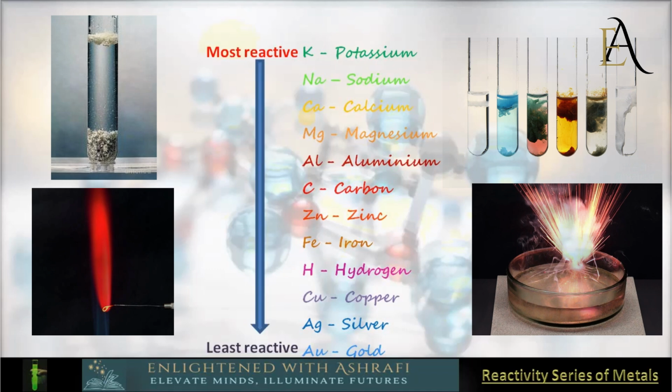Now, just reacting a metal with water or acid or oxygen individually cannot help us find out the exact position of the element in the reactivity series. We need a combination of reactions, and on that basis we can plot the elements in the reactivity series.